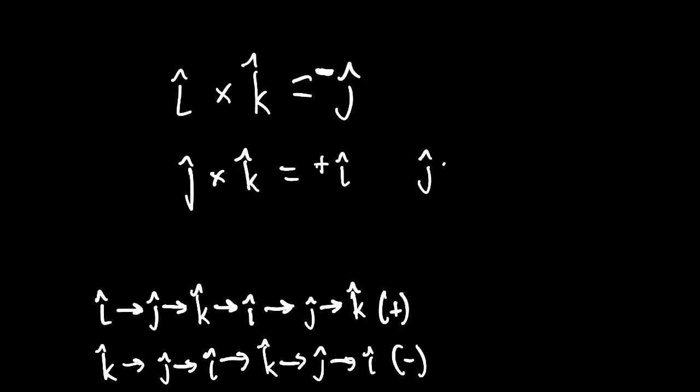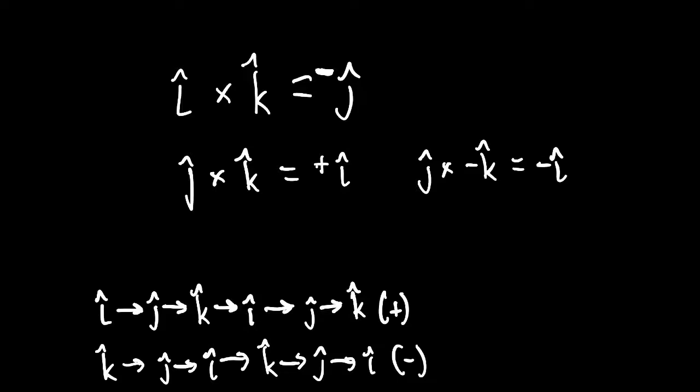Now you want J cross negative K. So J cross negative K. I do J. J is going up. Negative K goes in. What direction is my thumb pointing now? Negative I.